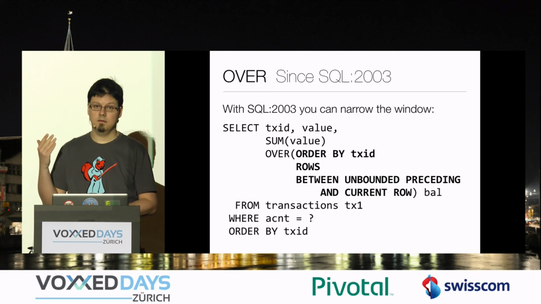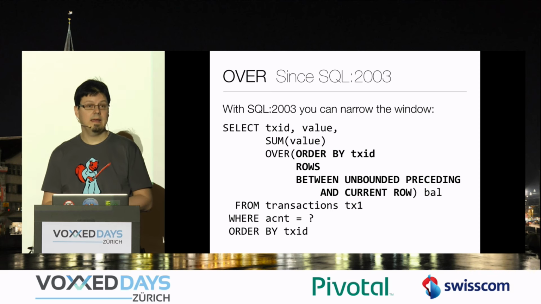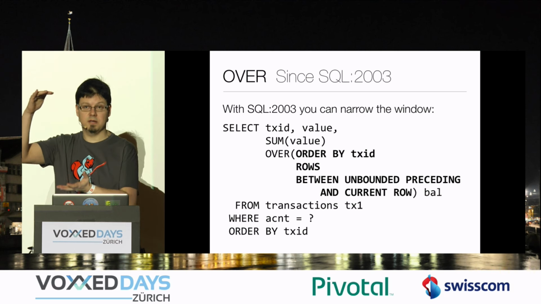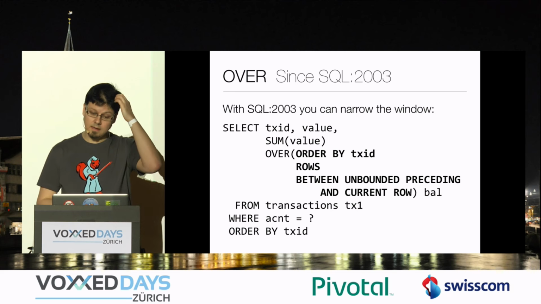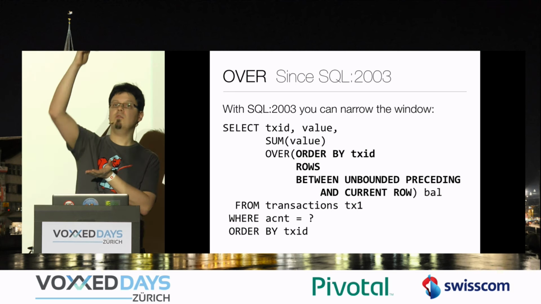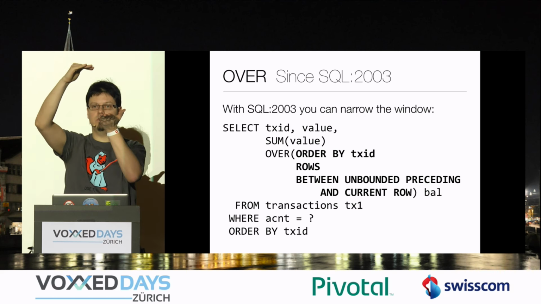It's again the sum, and then we have the over with the order by in there. The order by puts the rows in one specific order, obviously. And then you can specify which rows out of this complete partition you actually want to accumulate. Like here, I would like to accumulate the rows between unbounded preceding, which means the very first row of this set, and the current row.